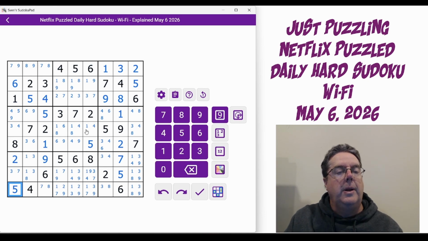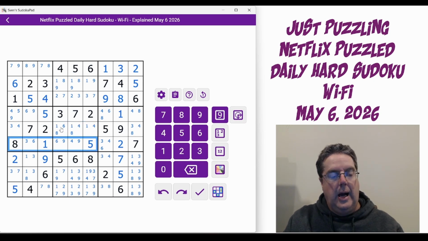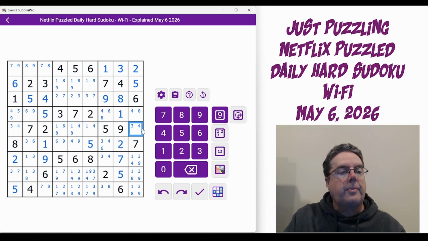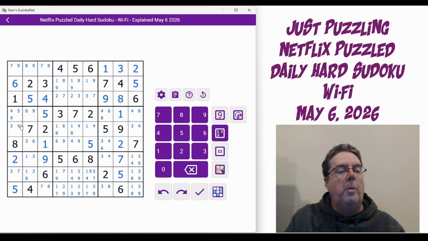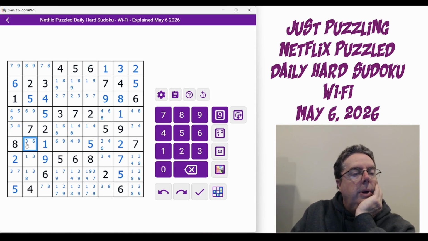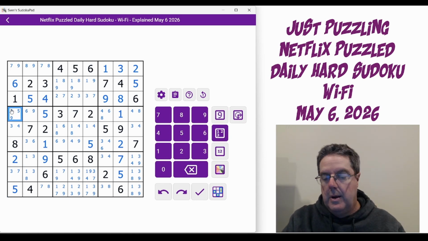So 1 is going to be there, so that makes sense. 4, 8. 8 can't be here. 8 comes across here. 8 comes across here. So this can't be an 8 anymore. So this is a 3, 4 pair. 5 can't be here, so let's get rid of that 5.